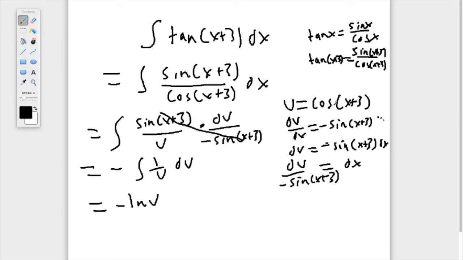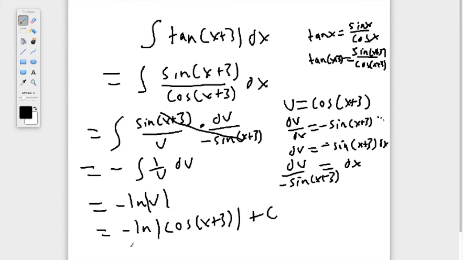But now we have to go back into the x world. So this is the same thing as negative ln, absolute value of cosine of x plus 3, and don't forget the plus c.